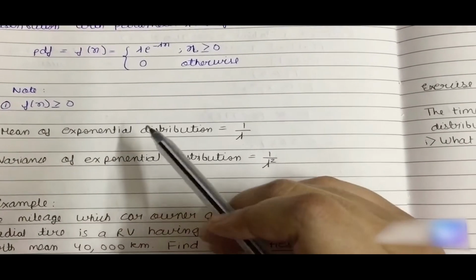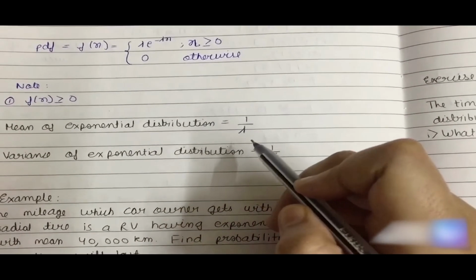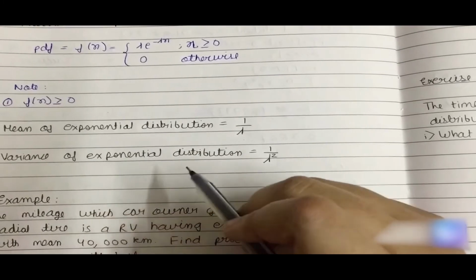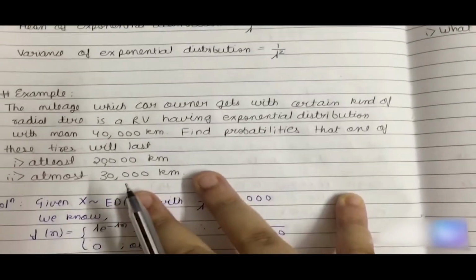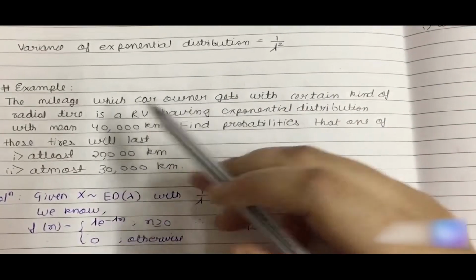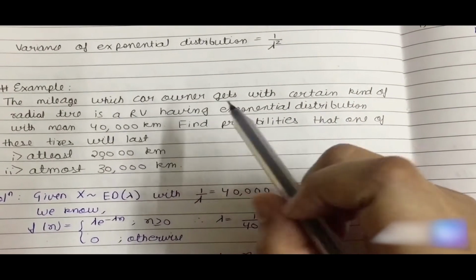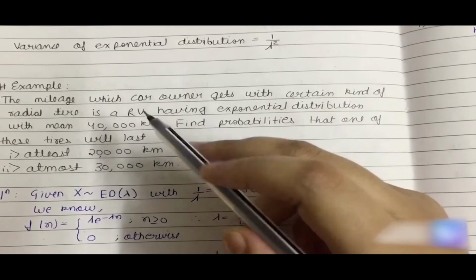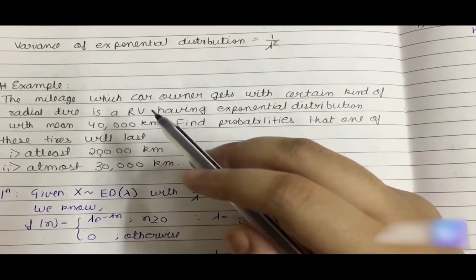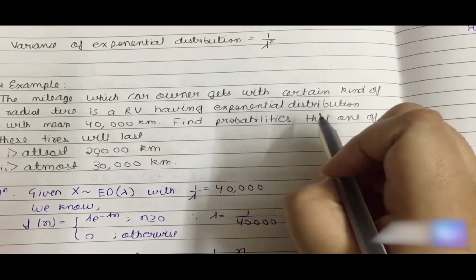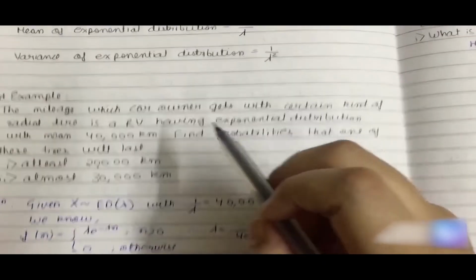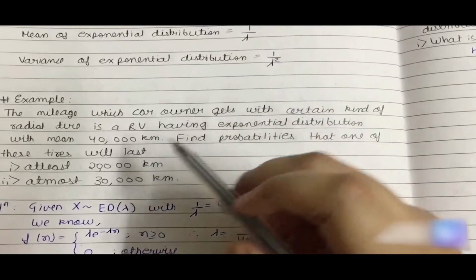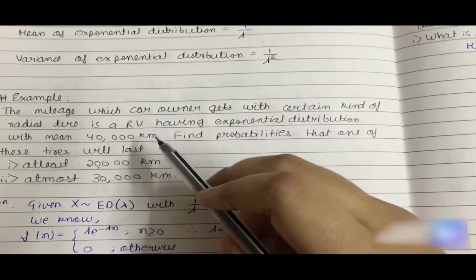The mean of the exponential distribution is 1 by lambda, and the variance of the exponential distribution is 1 by lambda square. Moving on to an example, it is given that the mileage which a car owner gets with a certain kind of radial tire is a random variable having an exponential distribution with mean 40,000 kilometers. So the mean was 1 by lambda, so 1 by lambda is given as 40,000 kilometers.